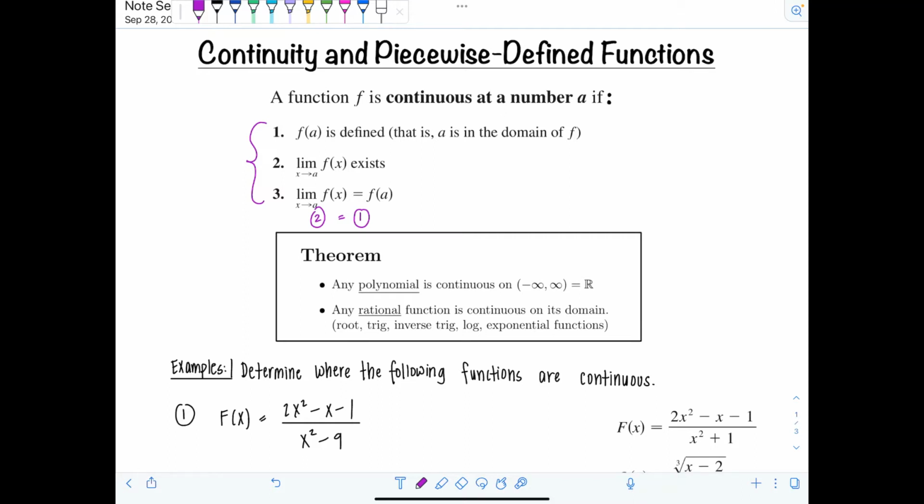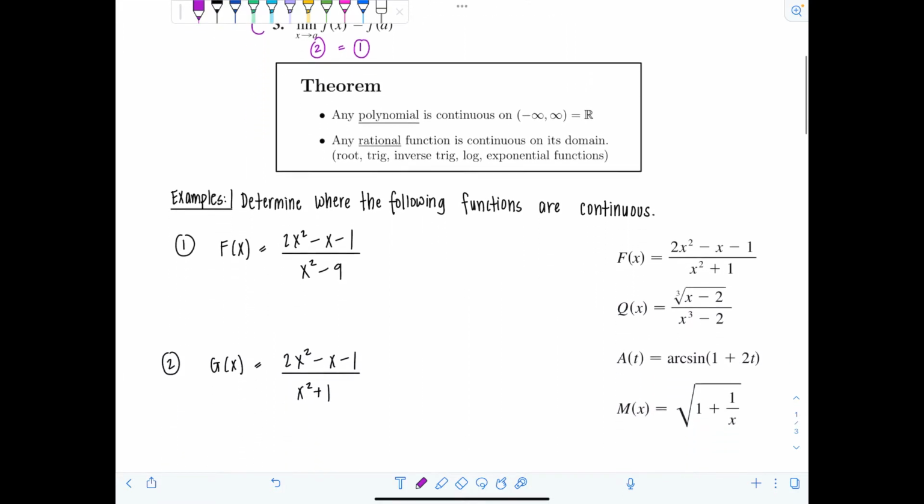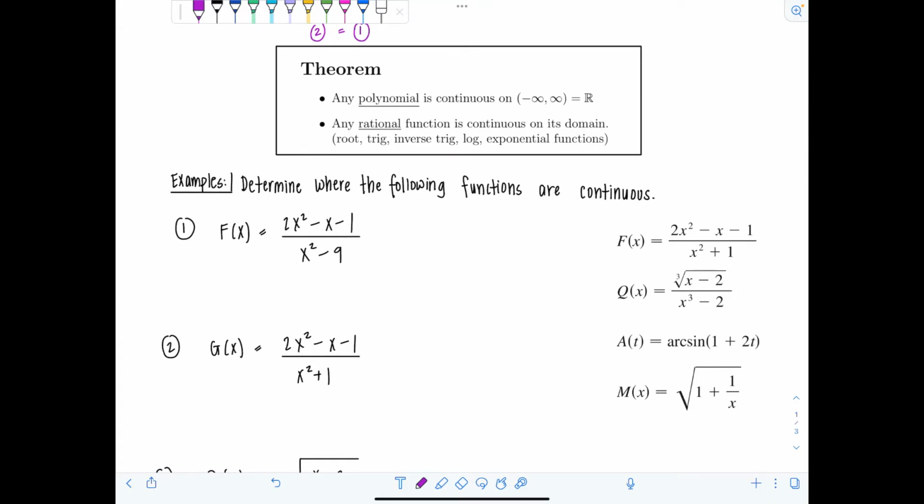However, for the following functions that apply to this theorem, we don't need to check conditions 1, 2, 3. We can just cite the theorem and say the following. Any polynomial is continuous on all real numbers. Any rational function is continuous on its domain. Also, any root, radical function, trig function, inverse trig, logarithmic, exponential, all those functions are continuous on their domains.